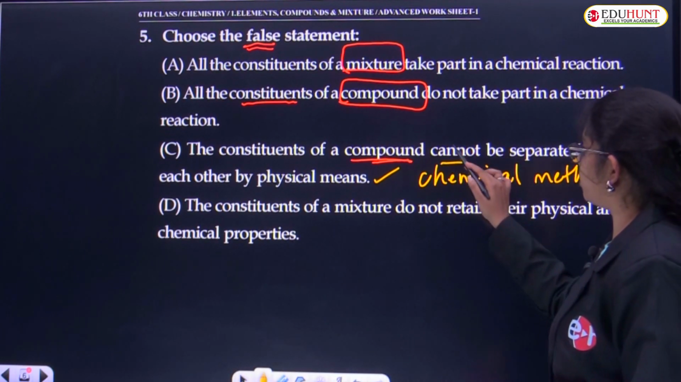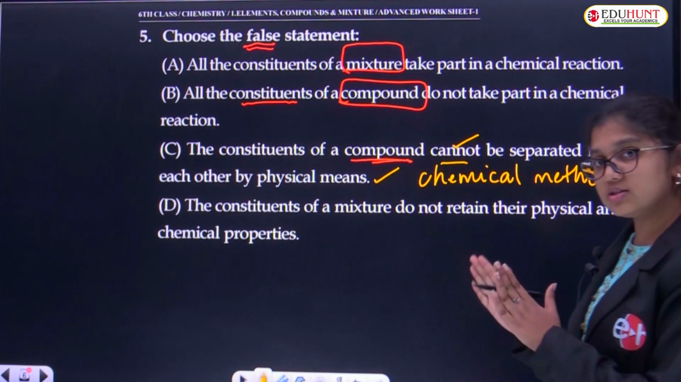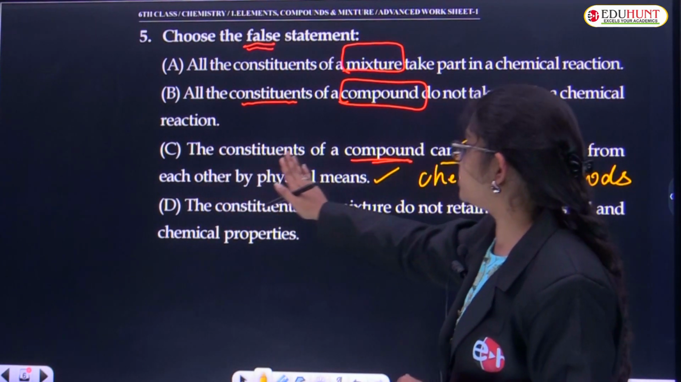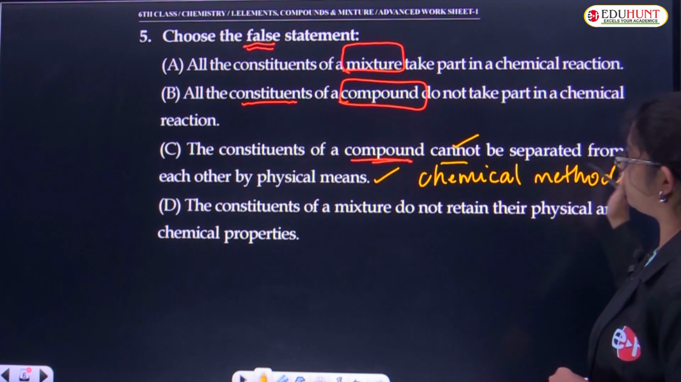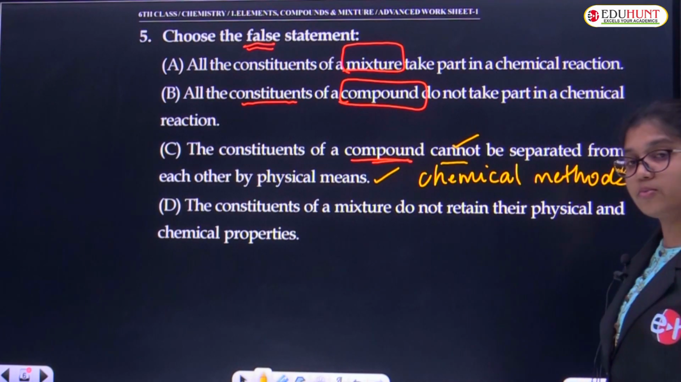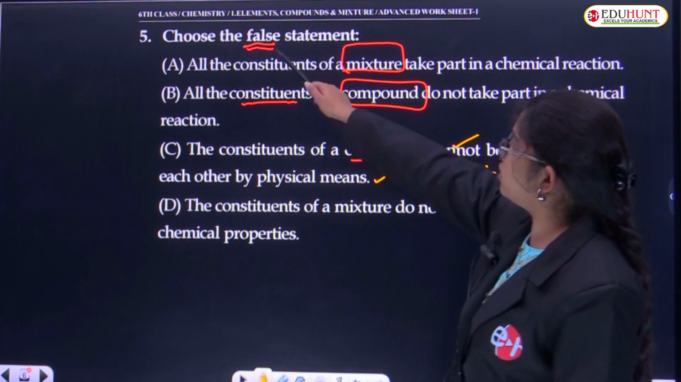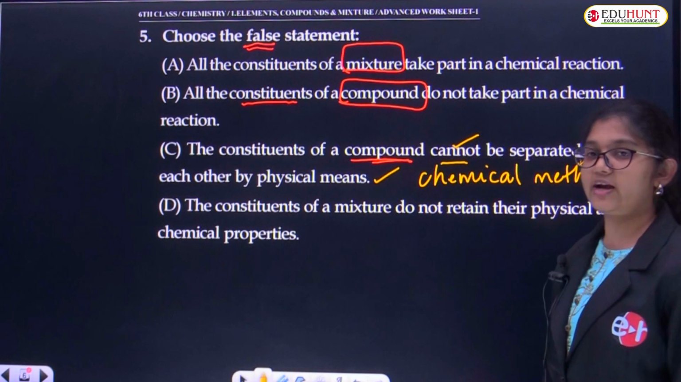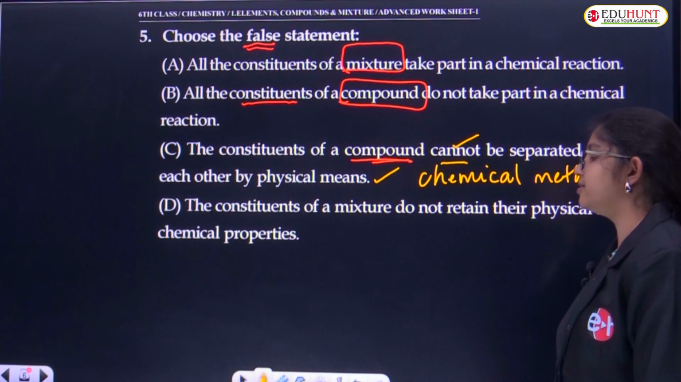So, the given statement cannot be false. So, we should choose wrong options. No, that's the reason I'm not taking this part. Okay. The constituents of a compound cannot be separated from each other by physical means. So, this option is correct. So, I'm not choosing that because they asked us to choose the false statements. Okay. So, option C is not the right option. So, leave the statement, take it aside.